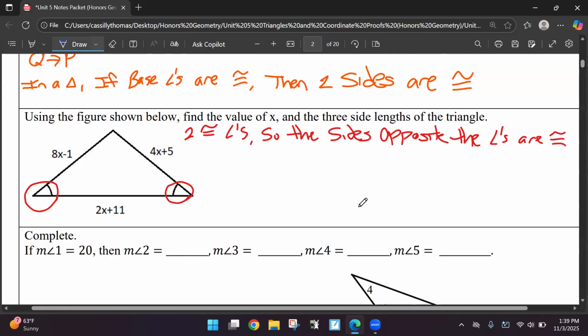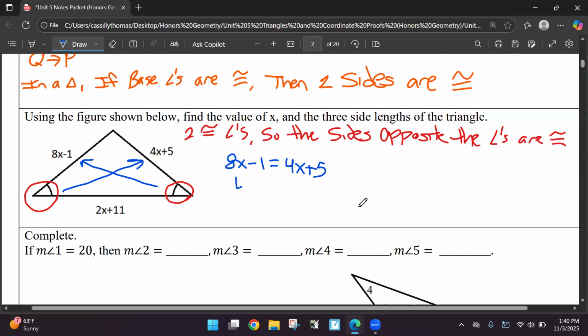So we have two congruent sides. Anytime you have two sides that are congruent, set those expressions equal to each other. So we know 8x minus 1 equals 4x plus 5. Then we can just solve it. The 2x plus 11, don't worry about that. We'll come back to that. Let's solve for x first.